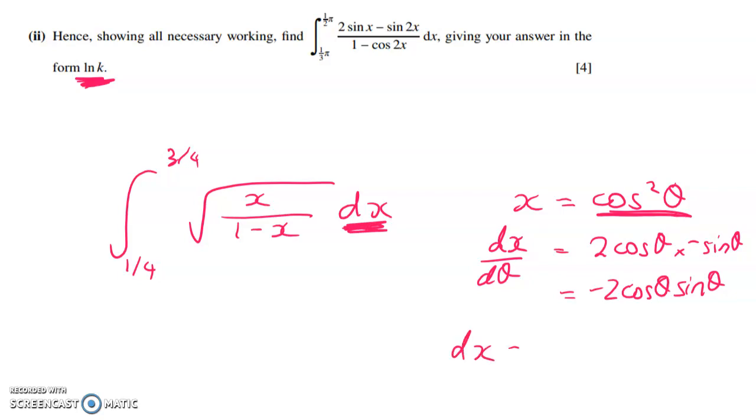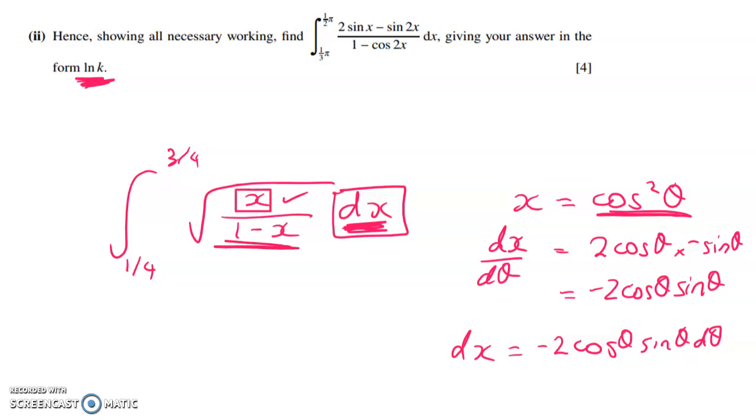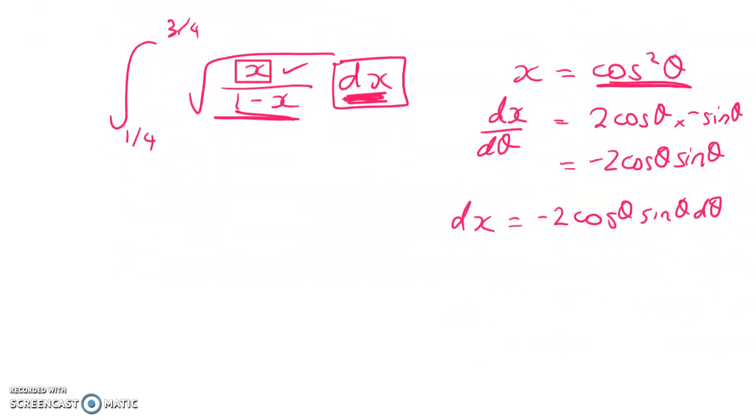So we can do that easily. Dx is equal to negative 2 cos theta sine theta d theta. So that's that first bit done. So that's good. Now we're going to replace x with cos squared theta. So that's that bit done. And now we have to work out what 1 minus x is. And then we have to do our limits. So 1 minus x is equal to 1 minus cos squared theta, and that's sine squared theta.